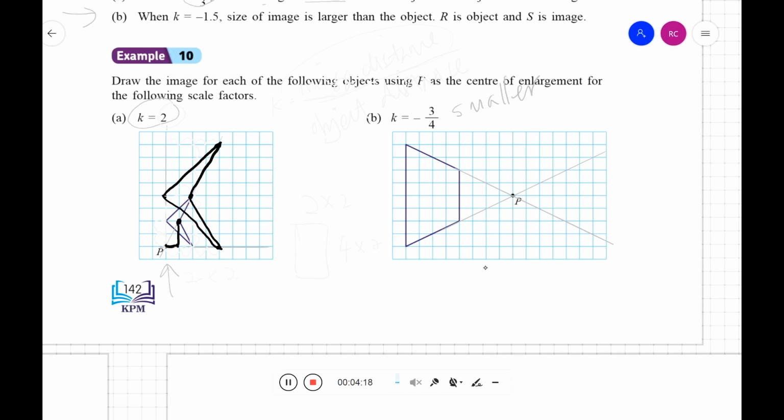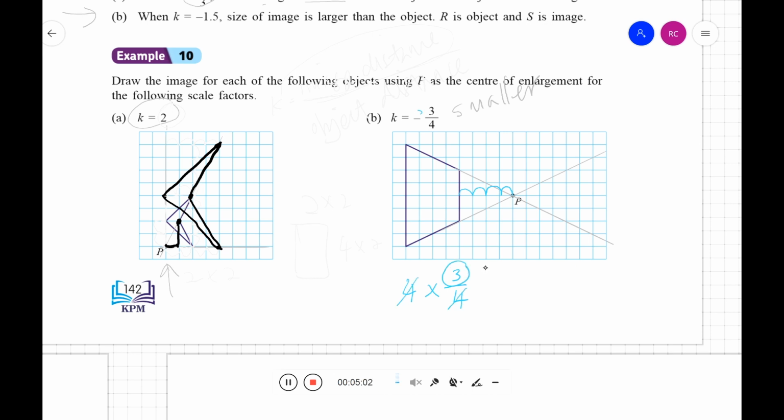How to determine? I changed the color. This color just for you to determine, but then you don't do the sketches. So when k is -3/4, I'm going to find the horizontal line, which is easier for me. So I'm going to use k is equal to the distance of the image from the center of enlargement to the image, okay, to the object, sorry. So this is what I'm going to use, 1, 2, 3, 4. Okay, so originally the object is 4. 4 times the value of k, which is 3/4, I'm going to get a 3.